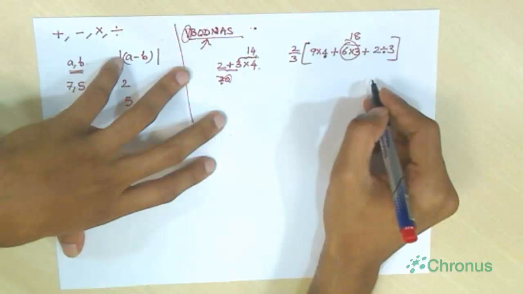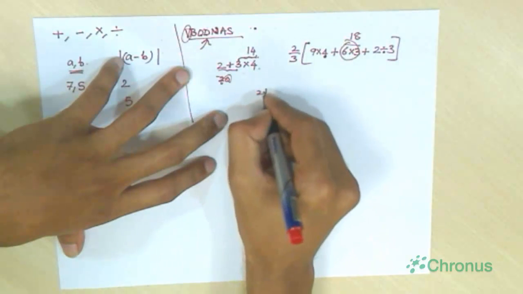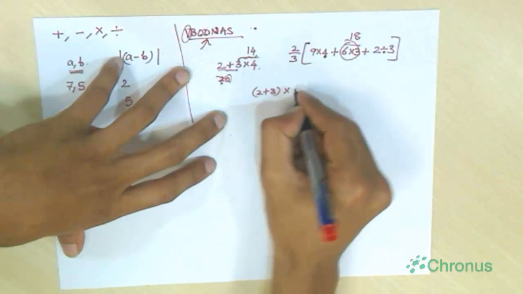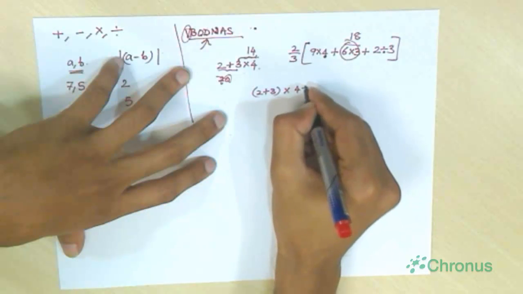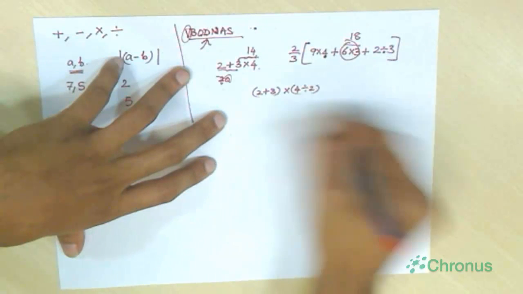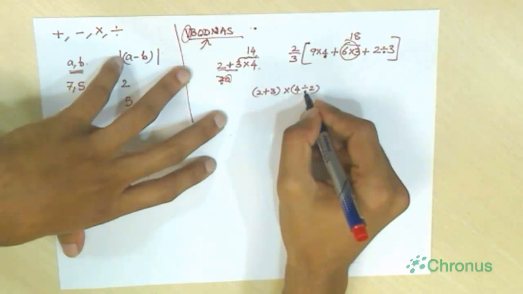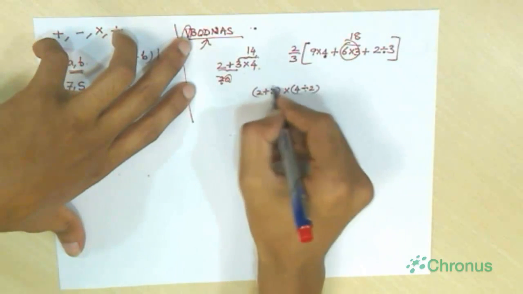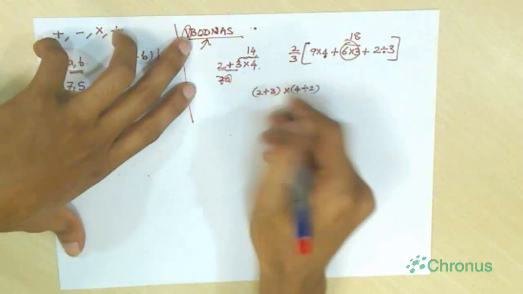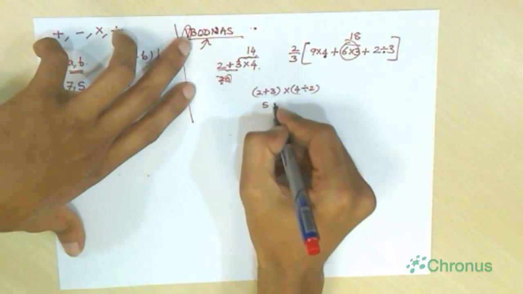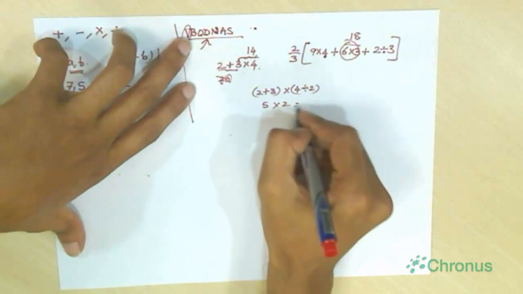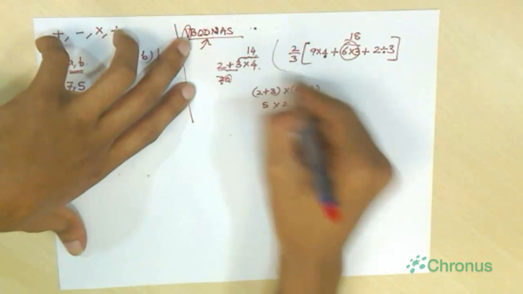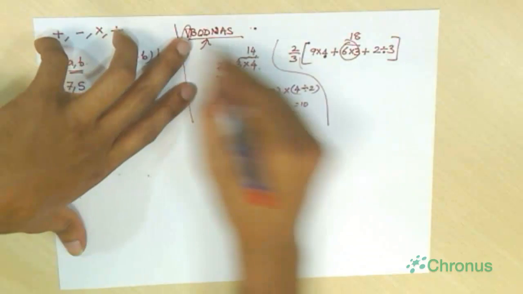The brackets come into the picture when you have something like 2 plus 3 into 4 divided by 2. When you have something like this, it's brackets first, then multiplication or division. So first solve what is in the brackets. So 2 plus 3 is 5, into 4 divided by 2 is 2. This is nothing but 10. So here this is not actually a bracket, this is of.